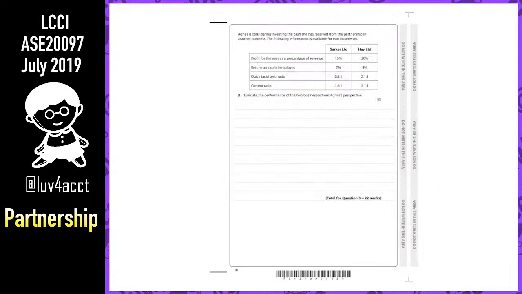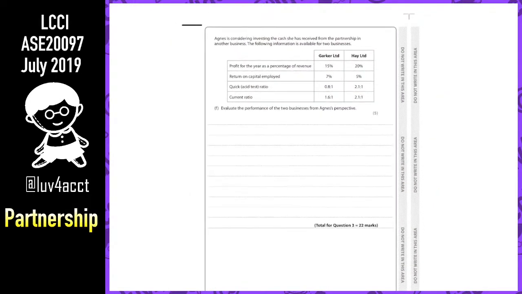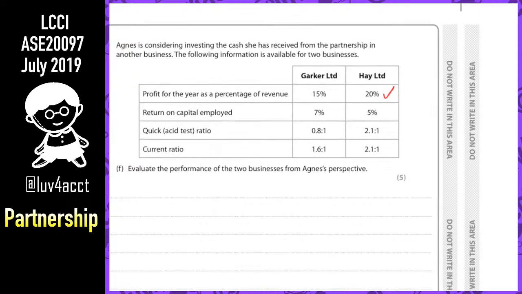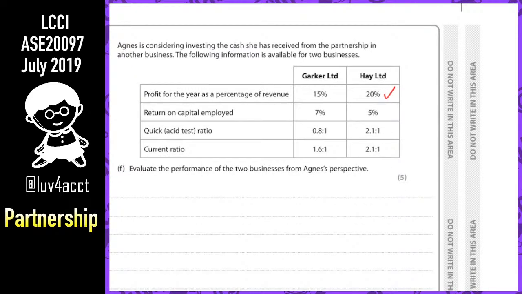Next one. Agnes is considering investing the cash she has received from the partnership in another business. The following information is available for 2 businesses. 5 points for the evaluation of these ratios. Let us see profit for the year as a percentage of revenue. Of course here, return on capital employed, this one is better.